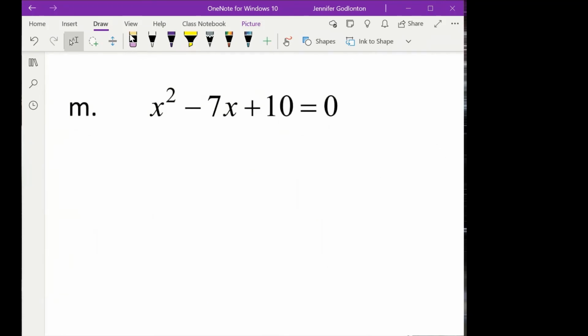It's already on one side, so I've done the first step for you. So now you just have to factorize and then give me your answers for x. Okay, we've got some answers coming in.